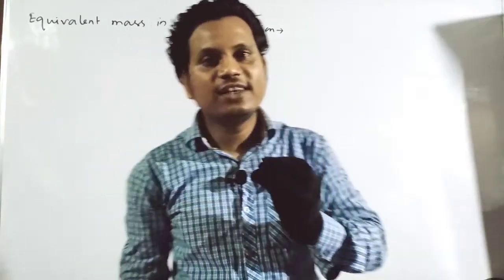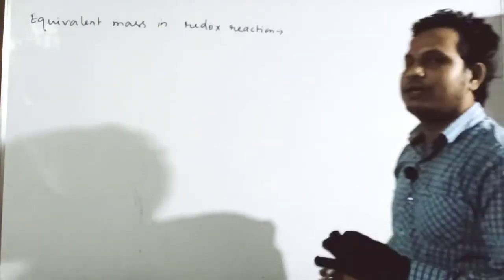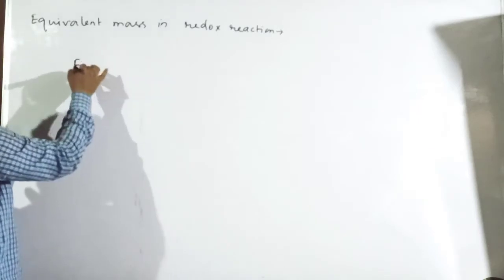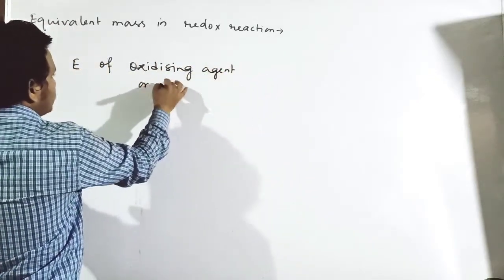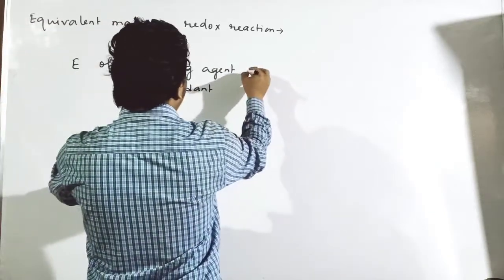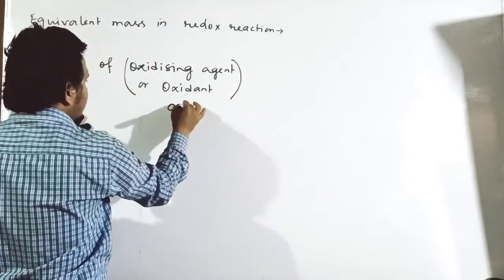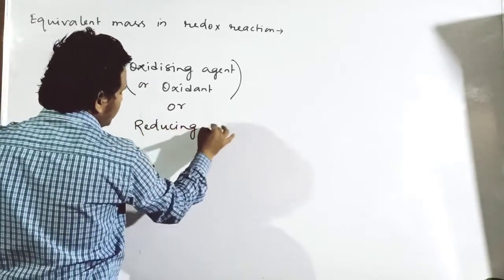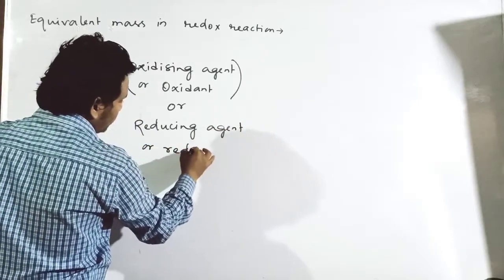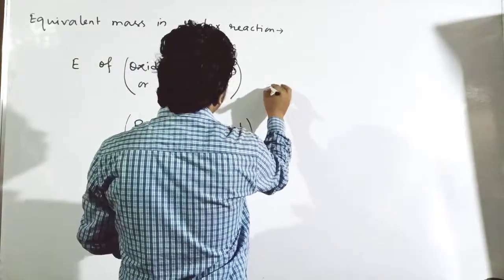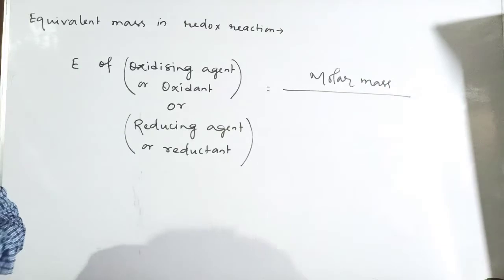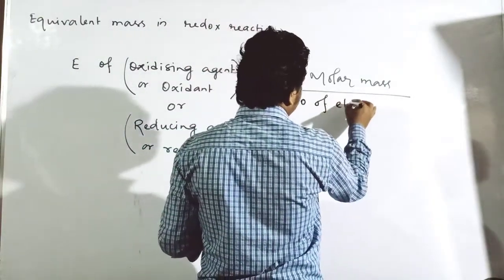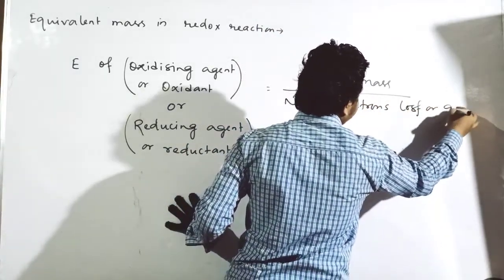So if asked what is the equivalent mass of oxidizing agent, or what is the equivalent mass of reducing agent, how can we find it? The formula is: equivalent mass of oxidizing agent, also known as oxidant, or equivalent mass of reducing agent, also known as reductant, is molar mass divided by the number of electrons lost or gained.